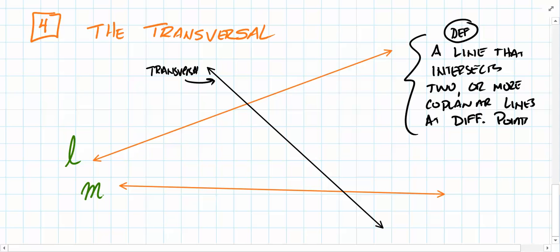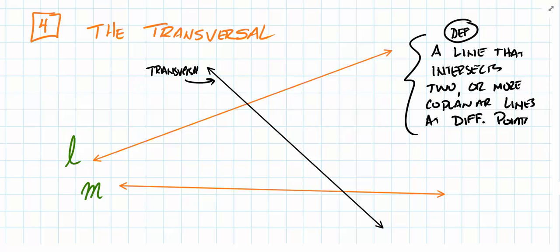All right, now, something happens when we take a transversal and we cut it across two or more lines. We create 8 angles. There are 8 angles on this page. I wonder if you see the 8 angles that I see. Do you see them? Who sees 8 angles? You guys see them all? Put your hands up. Let the record show that nearly the entire class is putting their hands up right now. Okay, good.